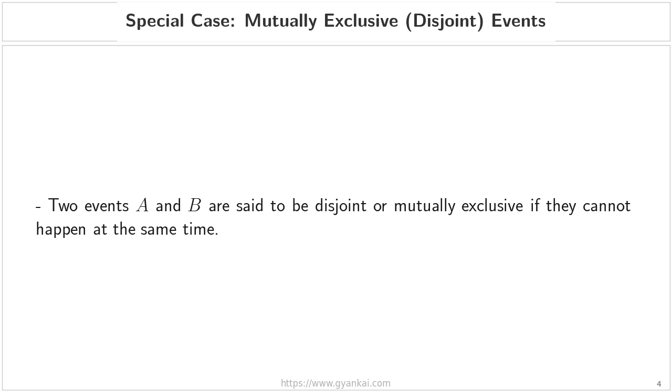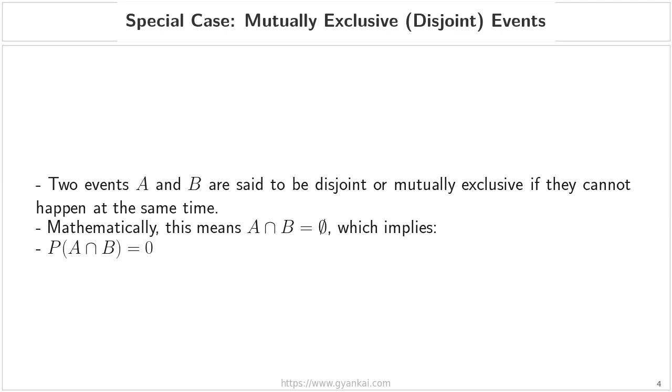Special case, mutually exclusive, disjoint events. Now, before we move on to our practical example, let's look at a very important special case. What happens when events are mutually exclusive? You might remember from our earlier lessons that we call two events disjoint or mutually exclusive if they simply cannot happen at the same time. Think of it like a coin flip. You can't get both heads and tails on a single toss. Mathematically, we represent this by saying the intersection of event A and event B is equal to the empty set. Because there is no overlap between them, the probability of the intersection of A and B is exactly 0.